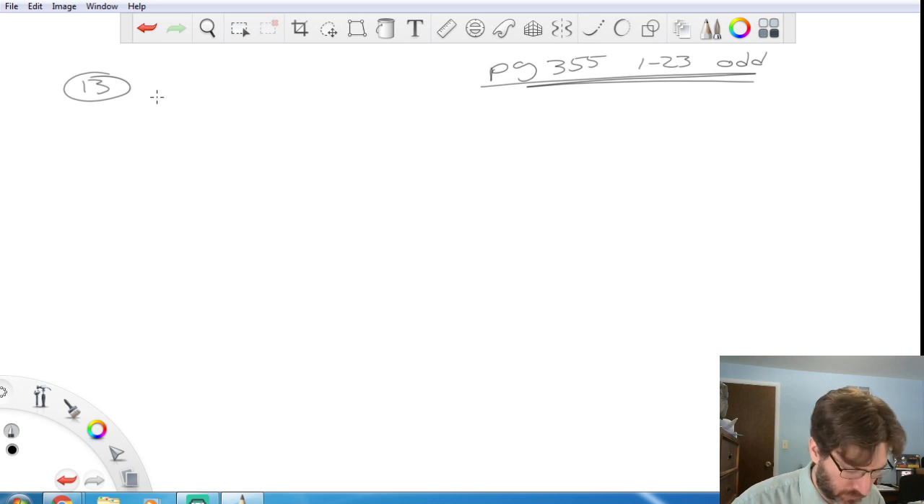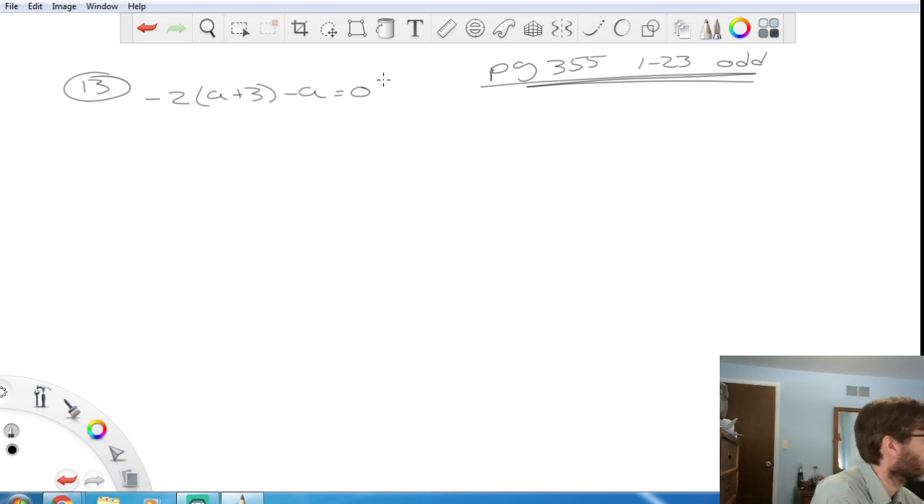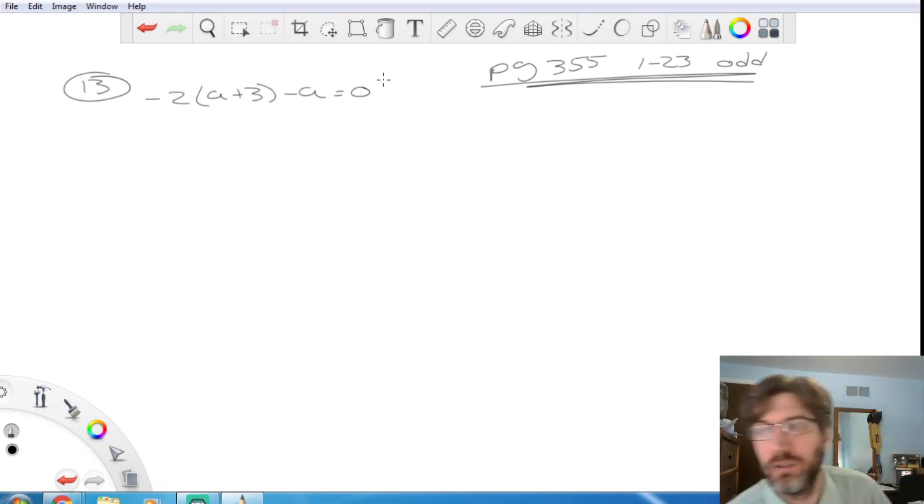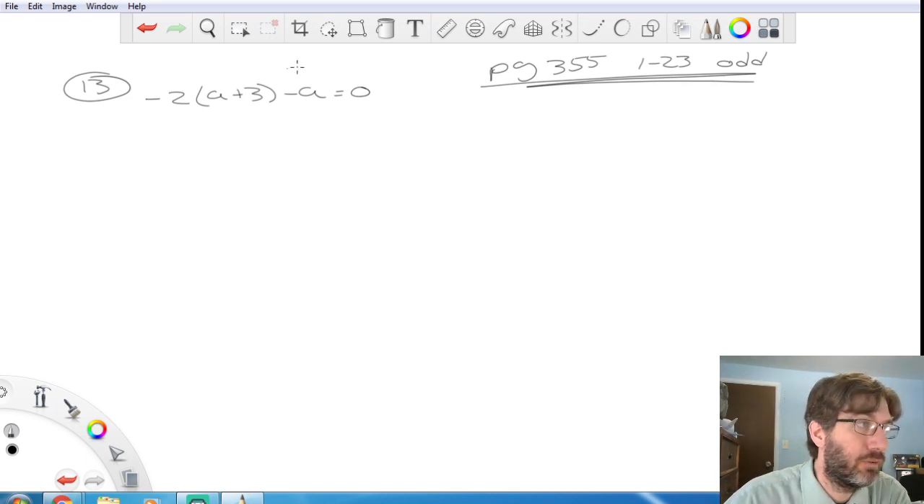Thirteen is saying negative 2 times a plus 3 minus a equals naught. Alright, so the first step is to distribute. So the first thing we're going to do is just distribute.